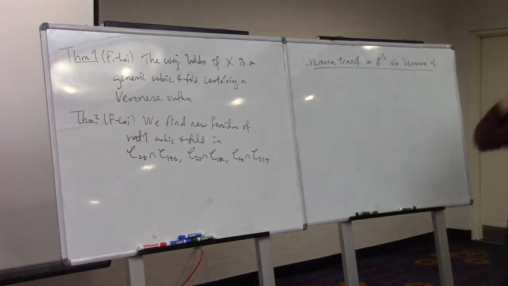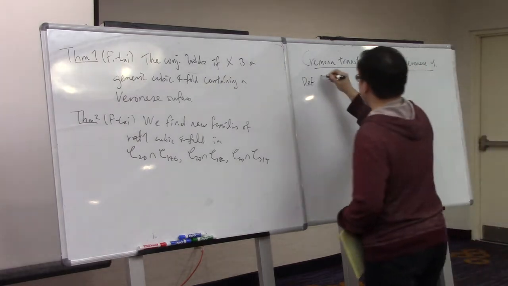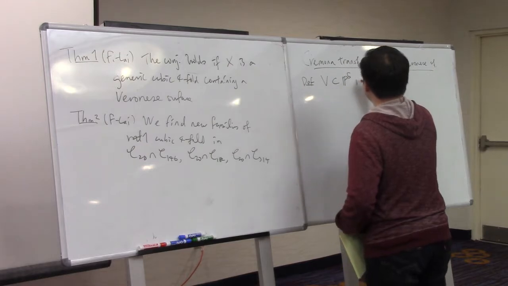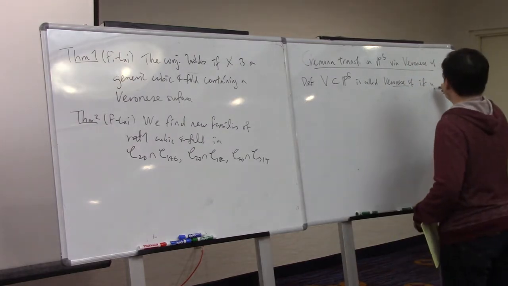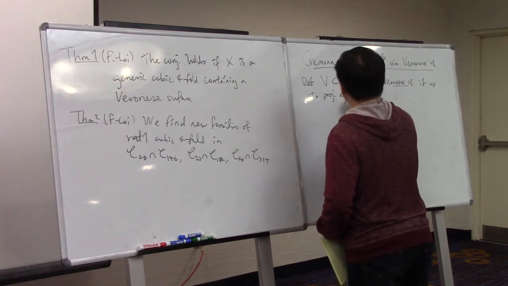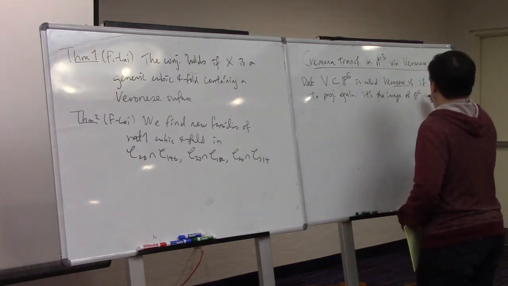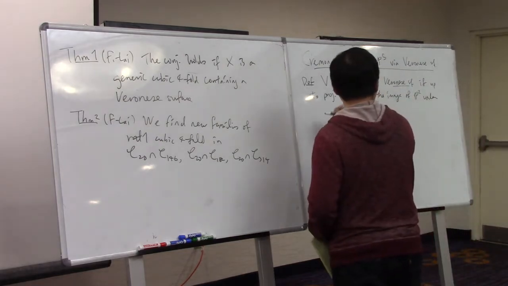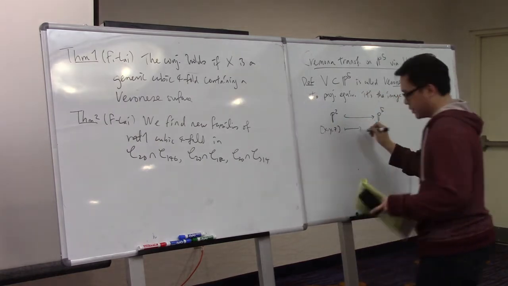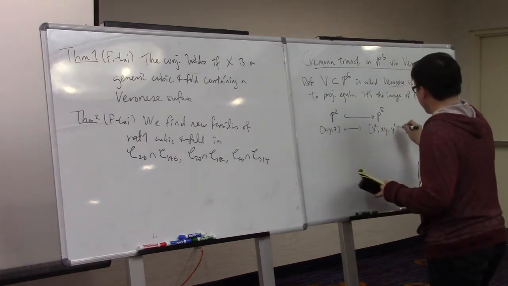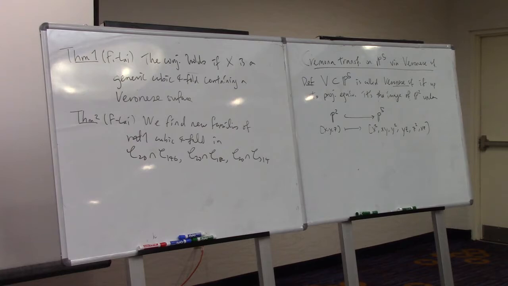Okay. So let's very quickly recall what a Veronese surface is. It's what we see in classical algebraic geometry. A surface in P5 is called a Veronese surface if, up to projective equivalence, it is the image of P2 under the Veronese embedding. So we send a point xyz in P2 to x squared, xy, y squared, yz, z squared, xz. So all the quadratic monomials in xyz.